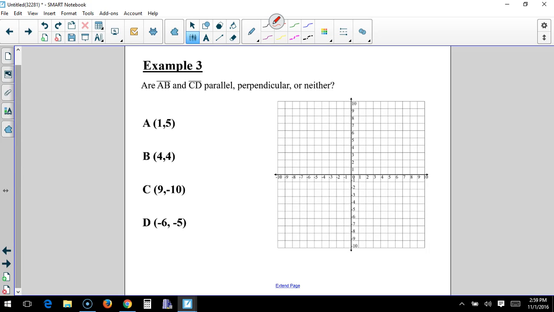Okay, AB is at 1/5. A is 1/5, B is at 4/4. C is at 9, -10. And D is at -6, -5.